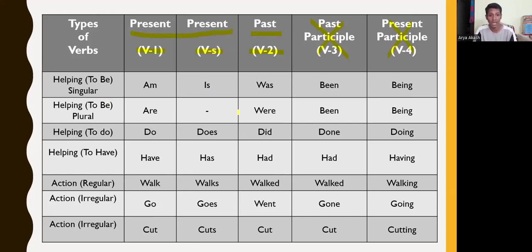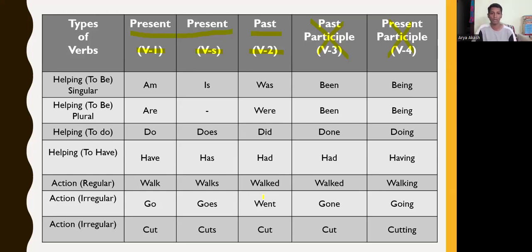Am, is, was; are, were; do, does, did; have, has, had; walk, walks, walked; go, goes, went; cut, cuts, cut. Only these are the verbs which can be used. Now, when we talk about action verbs, there are many: eat, sleep, jump, go. Let's take some examples. Sleep, sleeps, slept. Eat, eats, ate. Right? So I hope it's a quick recall of what verbs were taught to us in our English grammar.